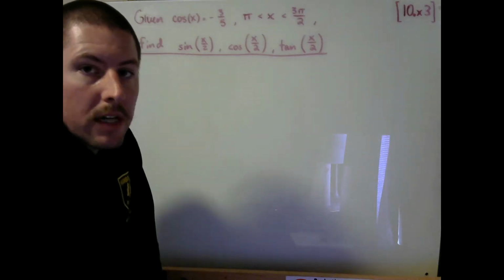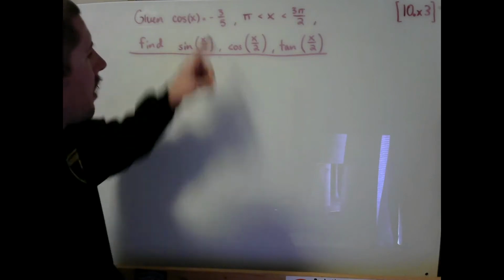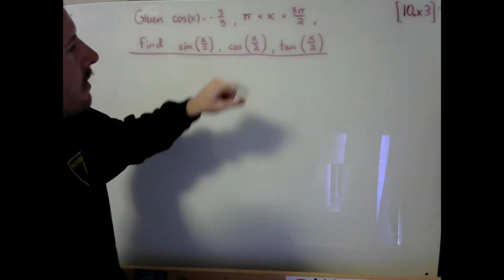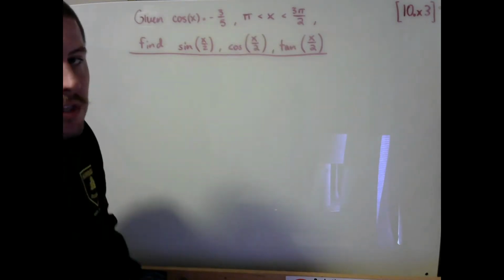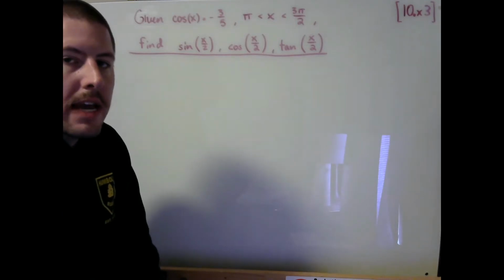Let's go ahead and take a look at week 10, example 3. In this example, we're given the information that cosine of x is negative 3/5. We're being told that our angle x lives between pi and 3 pi halves, which is somewhere in the third quadrant. And what we're interested in finding is sine, cosine, and tangent of x over 2.